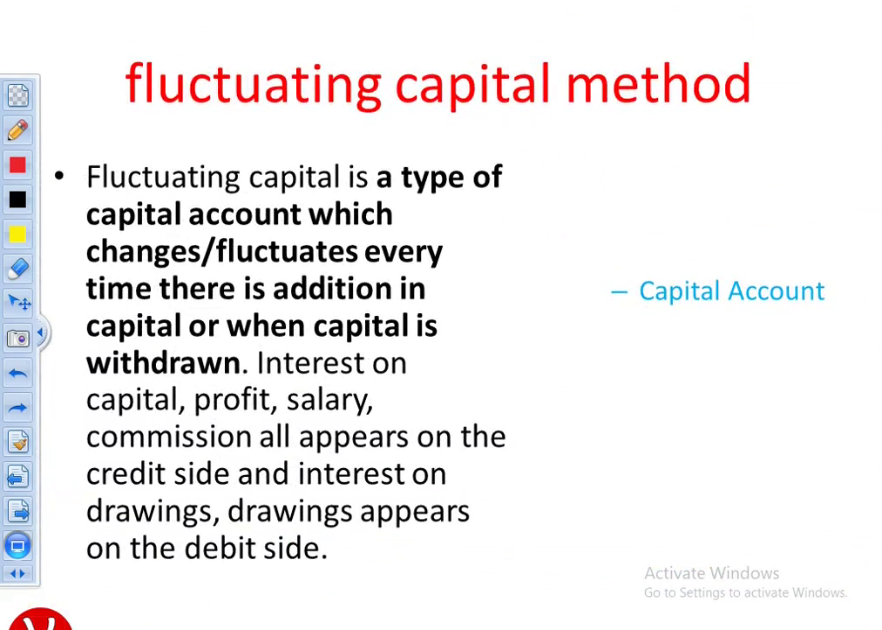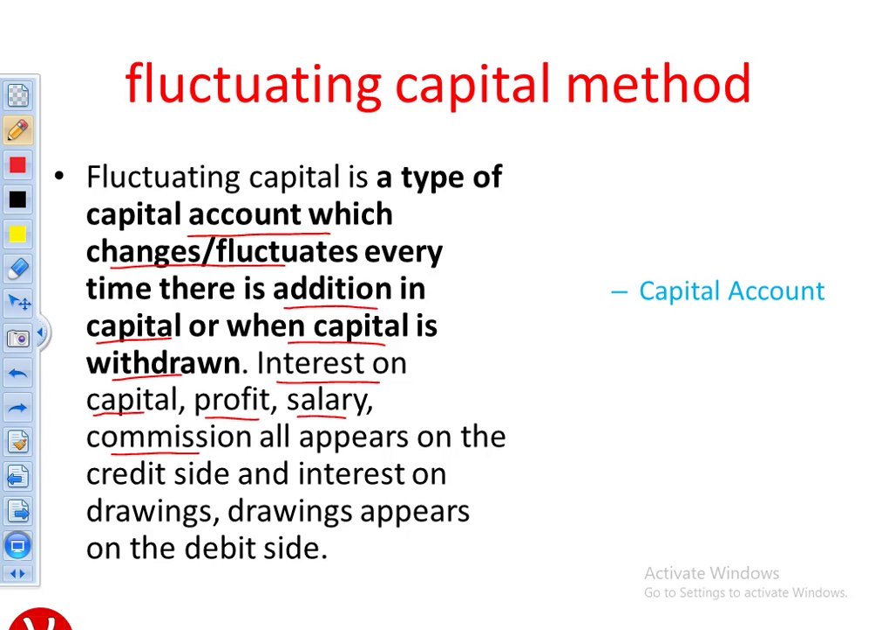This capital account figure would change or fluctuate every year. This happens when there is an addition of capital or withdrawal of capital, or we give interest on capital, or profit, or salary, or commission, anything that appears in the profit and loss appropriation account. If that increases the capital, we'll add it here. If that decreases the capital, we'll subtract it from here.